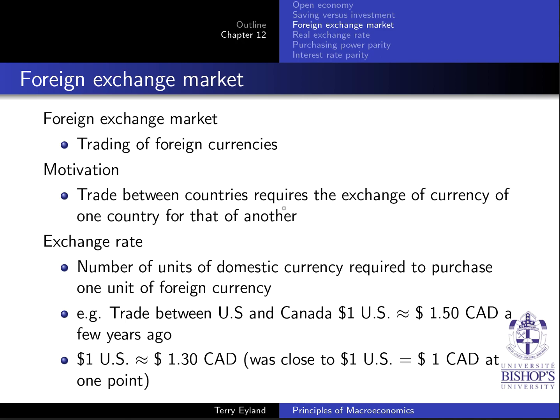Trading of foreign currencies. So typically when you want to buy something in a certain country, you have to buy in that country's currency. And countries' currencies fluctuate over time. Like the trade between the US and Canada was, for a certain amount of time, $1 would get you $1.50 Canadian. Then sometimes it's around $1.30. May not be anymore when you're listening to this video. And it was pretty close to parity at some point between the two countries. So things move around a lot.